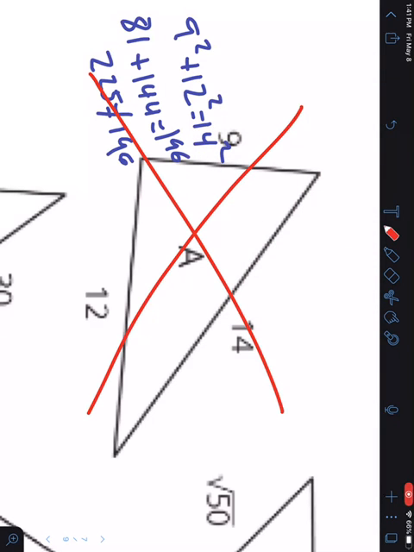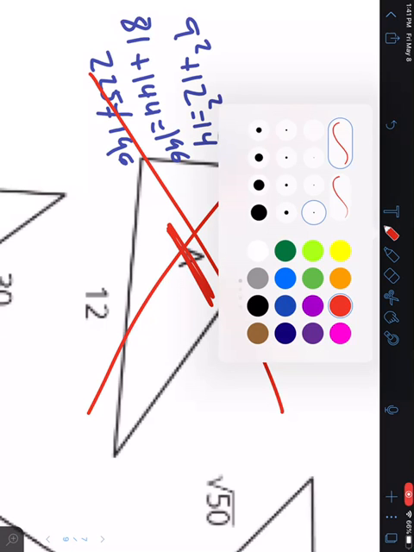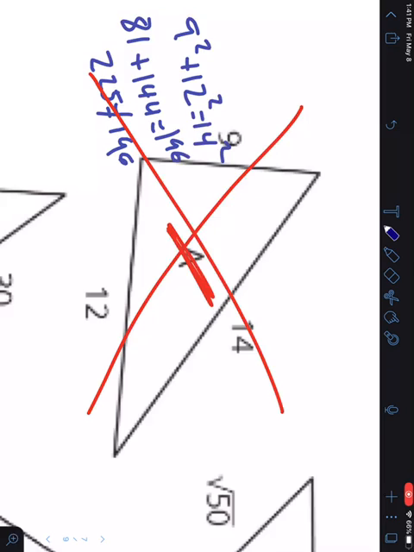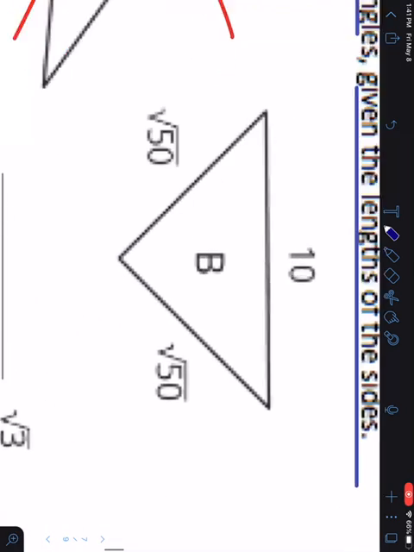That one does not work. All right, so A is a no-go. Okay, let's go back to using this pretty blue. Let's figure out the next one. B. Oh, this one's great.